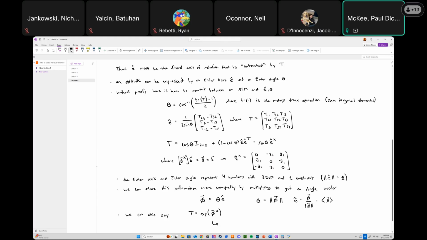So generally, if I see somebody starting with an angle vector and converting to an attitude transformation matrix, I see them extract the angle and the axis using these equations and then popping those into this equation right there, which is definitely one of the more important equations in these lectures. So that is an angle vector. There's 3 numbers which describe a rotation from one frame to another.